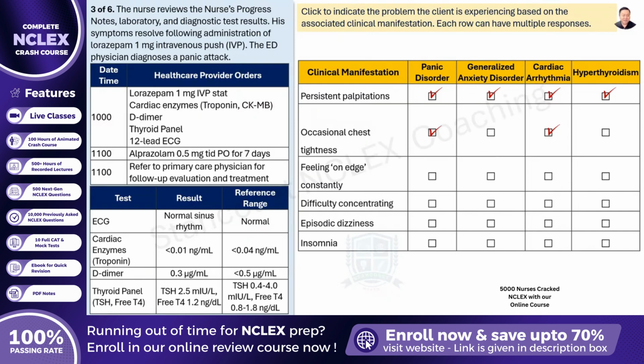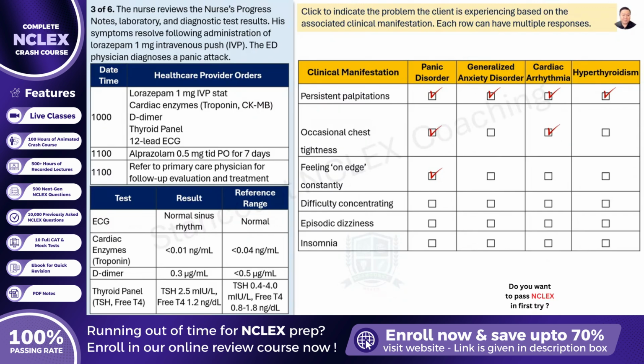Now let's look into the next category, feeling on edge constantly. Well, this one is associated with panic disorder. After a few panic attacks, people often live in fear of the next one. And that is what we call anticipatory anxiety, which is a hallmark feature. So if the patient says they feel on edge all the time, that is a very strong clue.